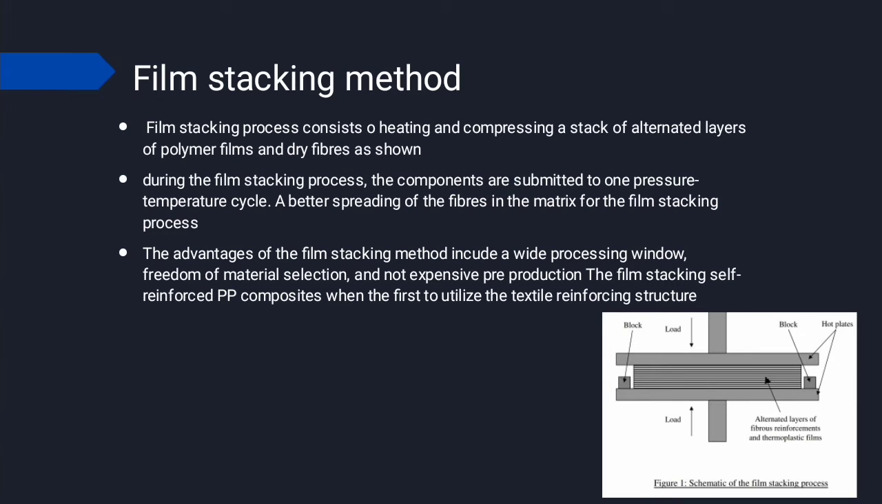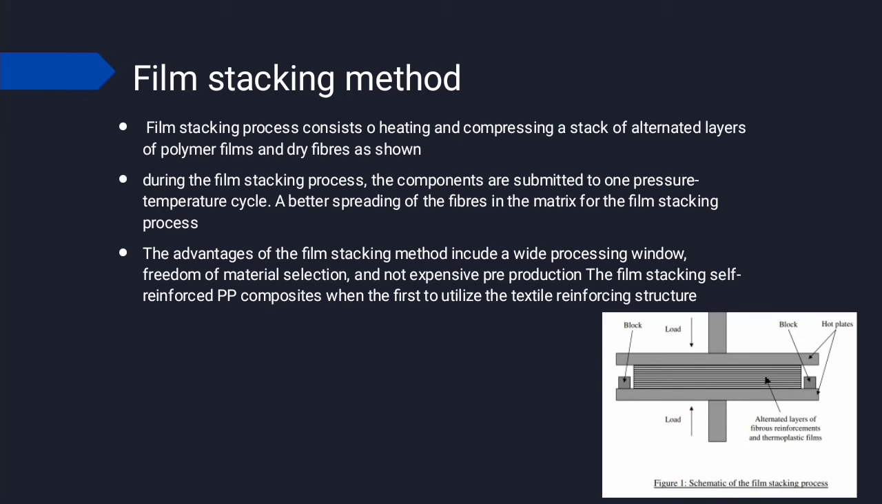Film stacking method. The film stacking method is shown in a figure. Basically, on the lower side and the upper side, the point of load is attached, and inside the two hot plates, the matrix alternates with layers of fibrous reinforcement. These layers of reinforcement and matrix are bound by intermolecular forces of attraction.